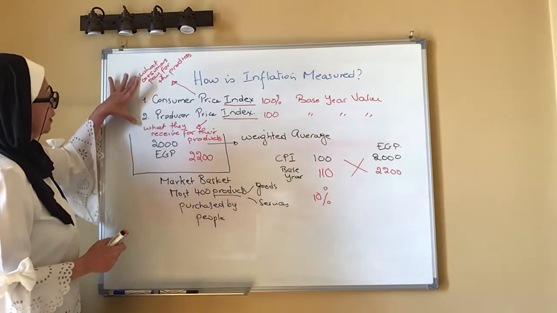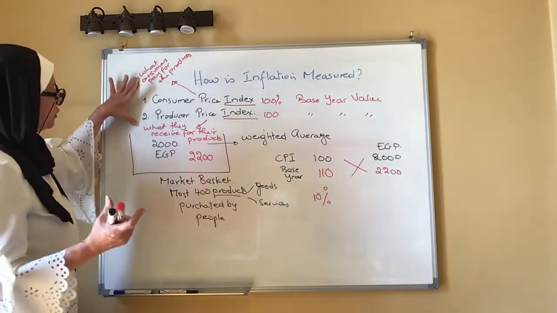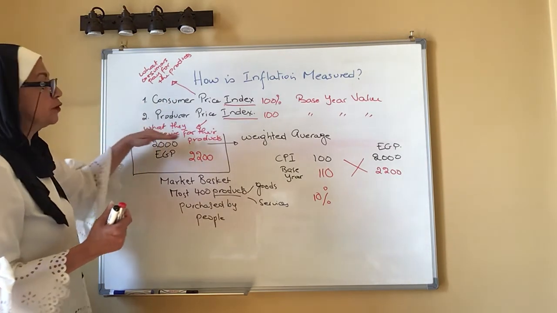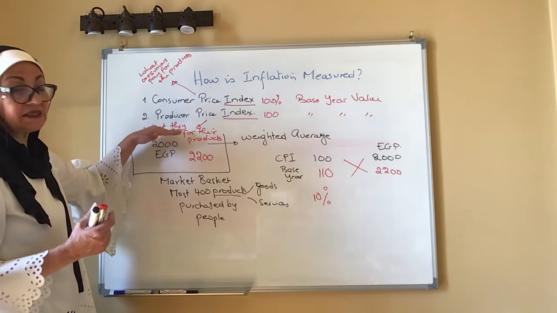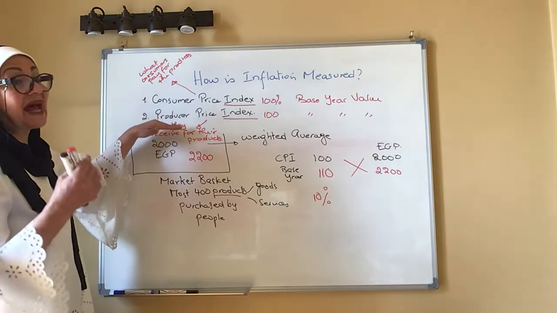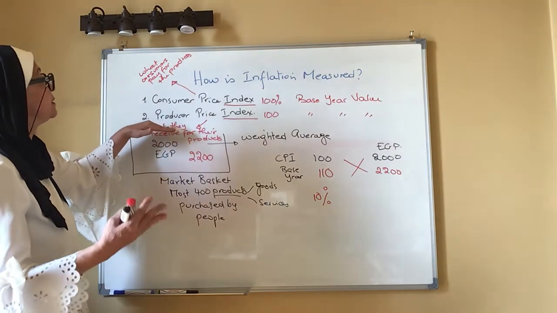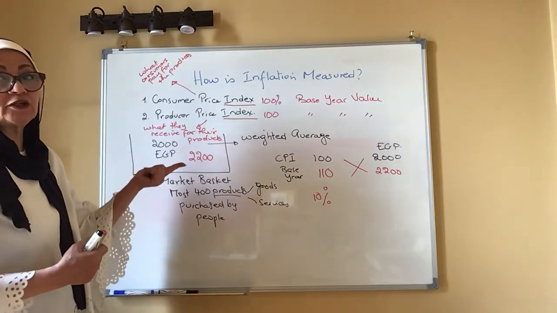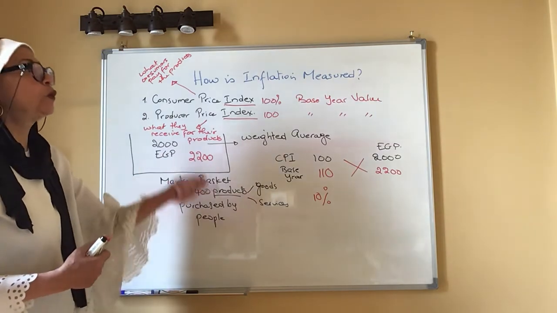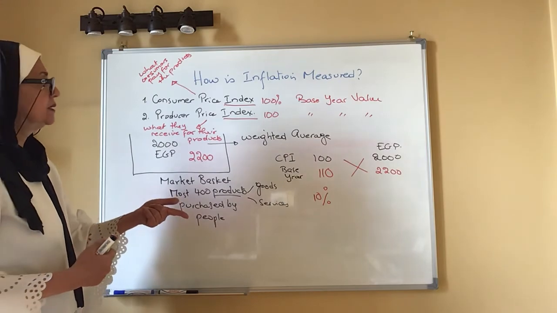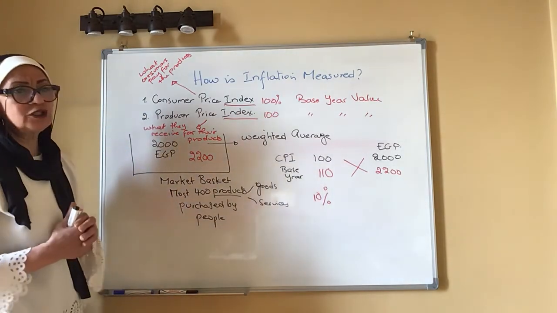If there is a huge difference between the producer price index and the consumer price index, it does not mean that the cost of production has risen or that the prices at the wholesaler increased, but rather the sales tax increased or the retailers are exploiting the consumers and raising their prices. This is how inflation is measured.